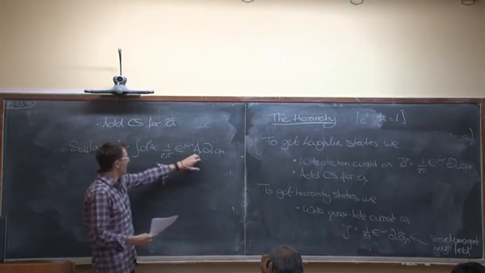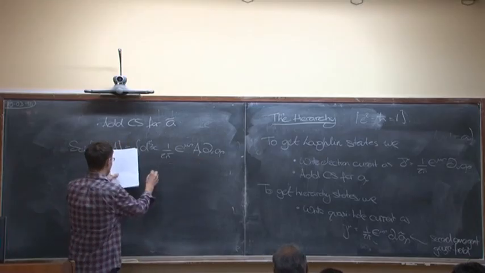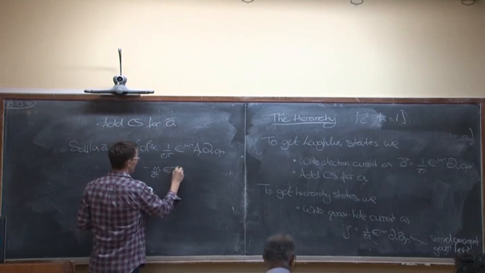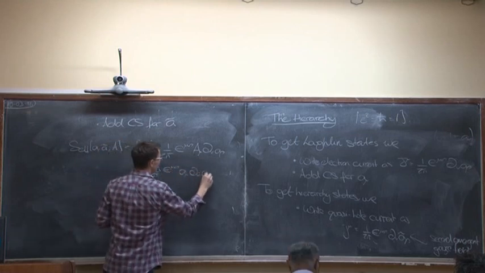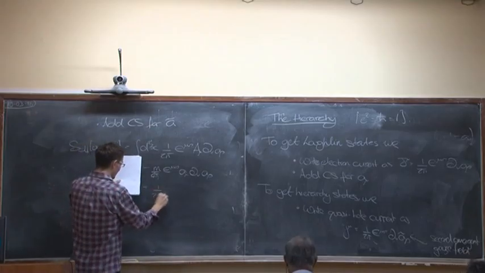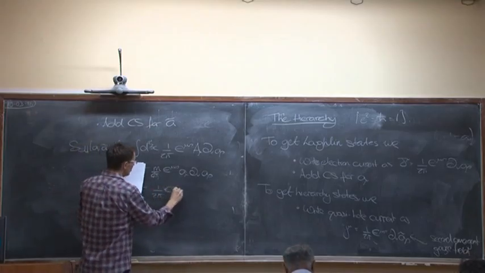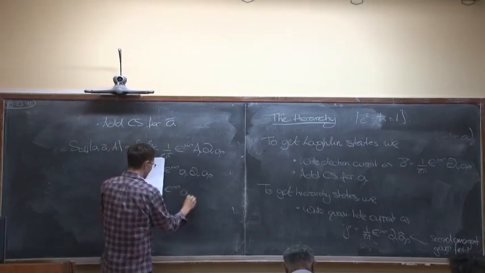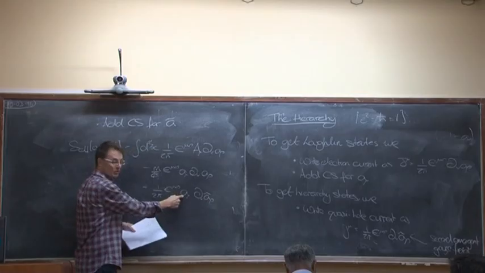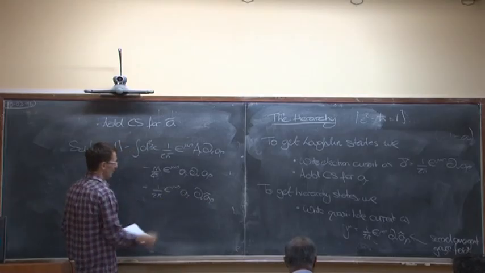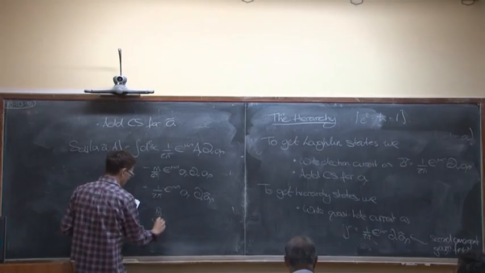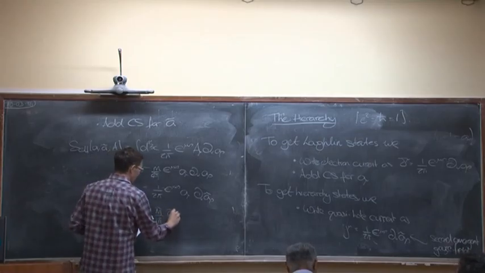Okay, so a background gauge field has its current coupled to it, and then you add a Chern-Simons term for that new background gauge field. And then the new emergent gauge field forms the new current which couples to the old emergent gauge field. And then you add a Chern-Simons term for the new emergent gauge field.